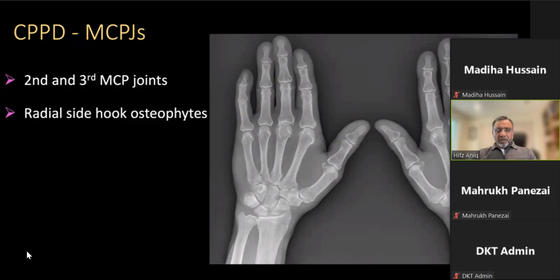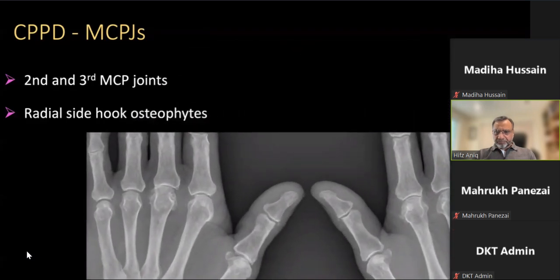Now, moving on to the hand, the rest of the hand. As I said, it involves the second and third MCP joint. Okay, like osteoarthritis. But what is the difference? Now, we mentioned very carefully that in osteoarthritis, we see some osteophyte, which is typically on the radial aspect. You can see one here.